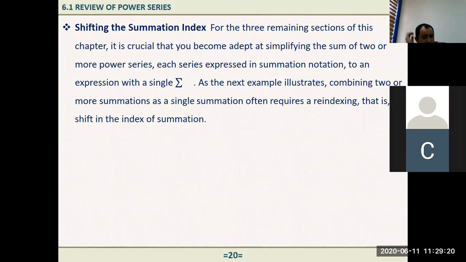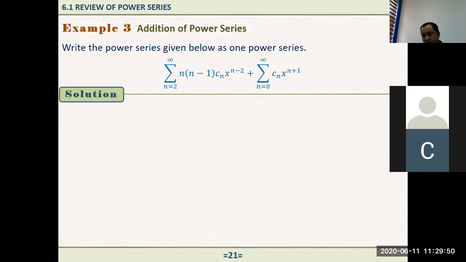Shifting the summation index. For the 3 remaining sections of this chapter, it is crucial that you become adept at simplifying the sum of 2 or more power series, each series expressed in summation notation, to an expression with a single sigma notation. As the next example illustrates, combining 2 or more summations as a single summation often requires a re-indexing. That is a shift in the index of summation.